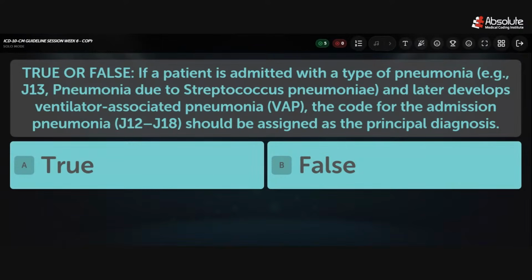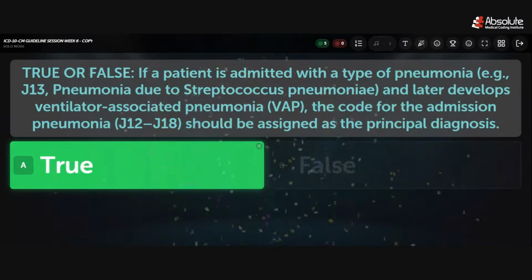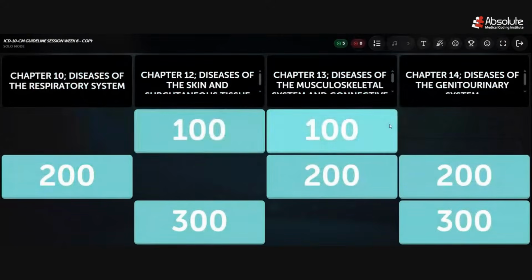Okay. So, yes, this one is going to be true. So, yes, a patient coming in with pneumonia, developing into a different kind of pneumonia, you are still going to assign the original code, the code for admission pneumonia, as your principal diagnosis. So, everyone that got that one right, amazing job. Again, I will reference all of these guidelines in our PowerPoint. So, keep up that participation in the chat.